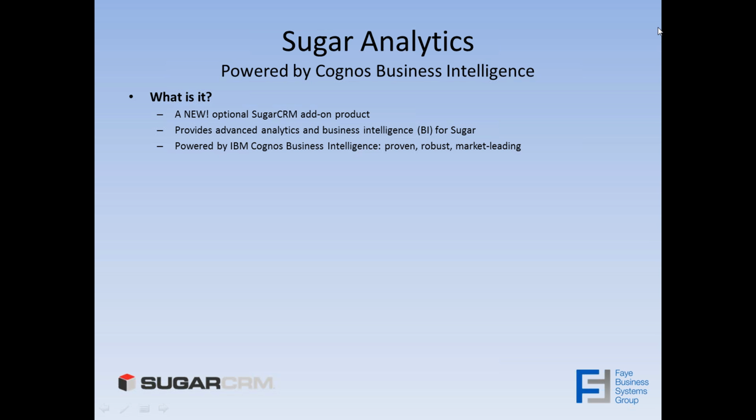Yeah. Okay, great. And so what Sugar Analytics does, and by the way, it's got a fairly long official name, which is Sugar Analytics powered by Cognos Business Intelligence. But since that's long, I like to refer to it just as Sugar Analytics. So what Sugar Analytics is and what it does is it provides advanced analytics and business intelligence for sugar. It is powered by Cognos Business Intelligence, which is a leading business intelligence offering that comes from IBM. It's a proven, robust, market-leading offering, and the fact that we can include that as part of a sugar offering is pretty exciting for us.